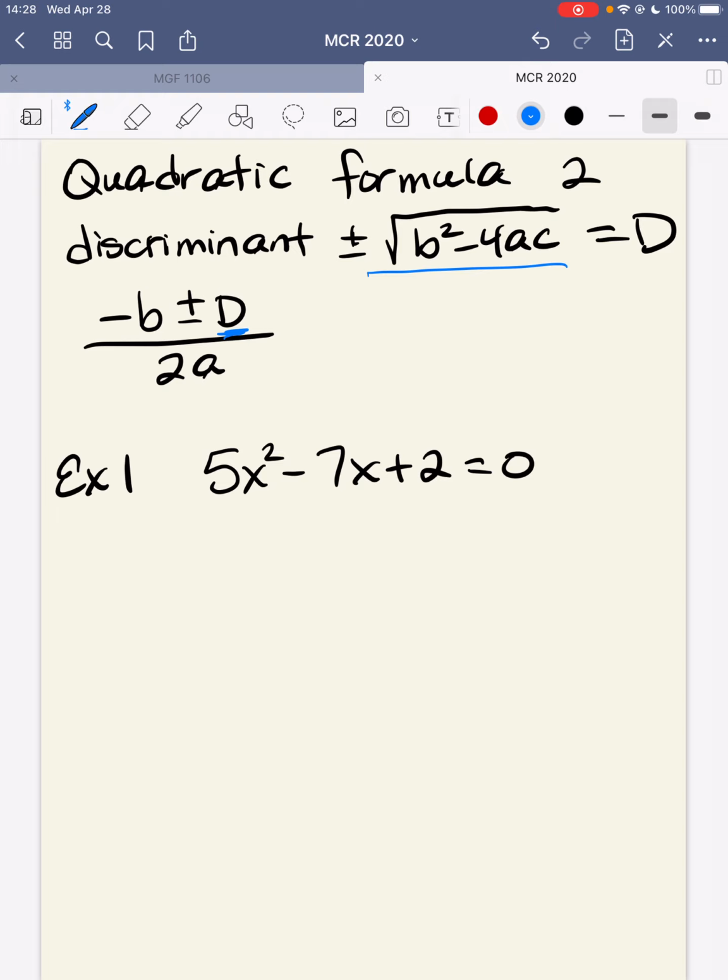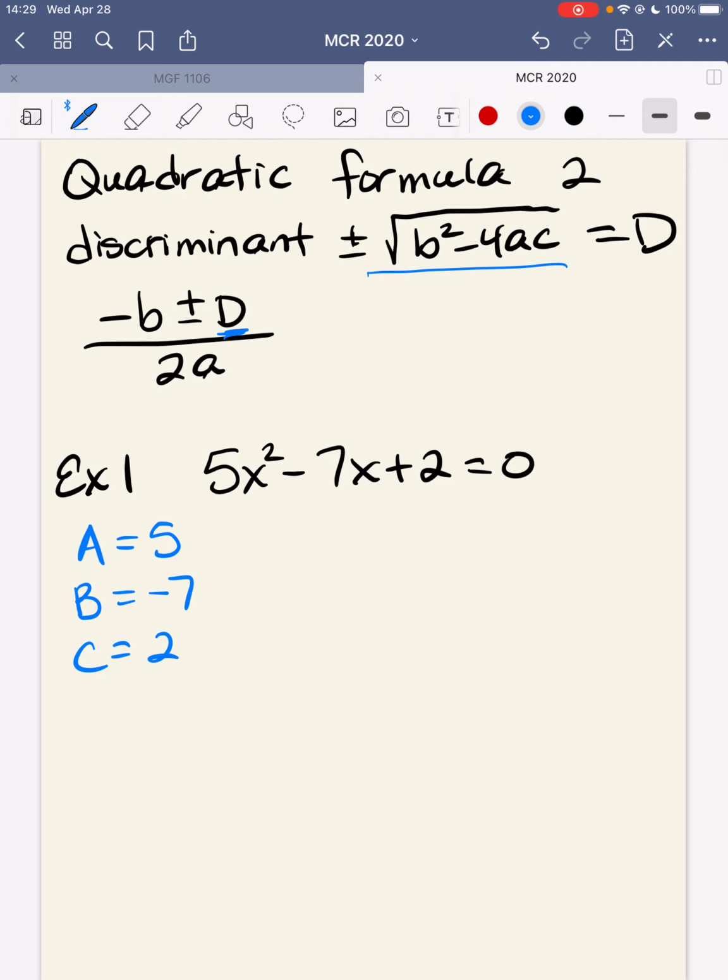All right, so I encourage you to work these out before I do. Take a time to pause the video, work them out, see if you get the same thing I do. All right, so our first example, first identify our A, B, and C. So A in this case is 5. B is -7, remember to take the sign with it, and C is equal to 2.